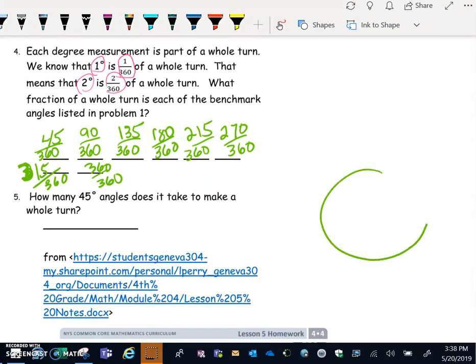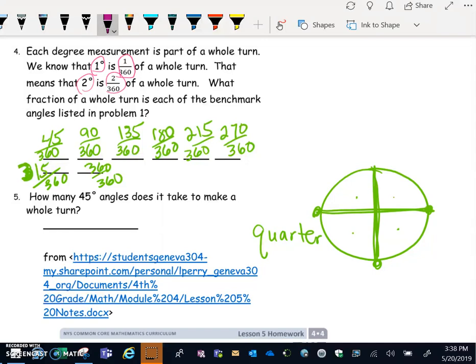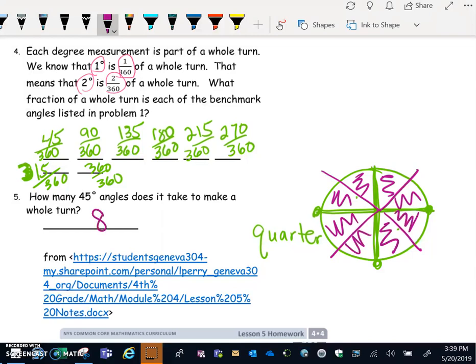Okay, question 5 says, out of a circle, how many 45-degree angles does it take to make a whole turn? Well, these are 90 degrees, and it takes 1, 2, 3, 4 of them. That's why they're called a quarter of a turn. Or on a clock, it's a quarter after when the hand is here. It's halfway when the hand is here, and a quarter until the next hour when your big hand is there. So I want to talk about 45 degrees. I know 45 is half of 90. So I'm going to cut all these 90s in half, and it would take 1, 2, 3, 4, 5, 6, 7, 8 angles to make a whole turn.